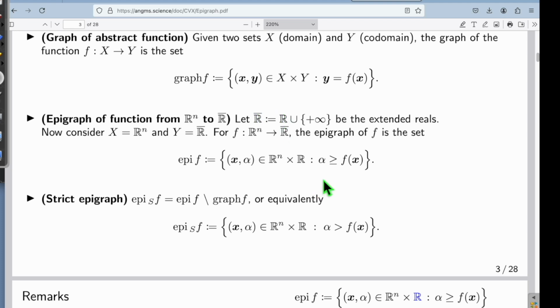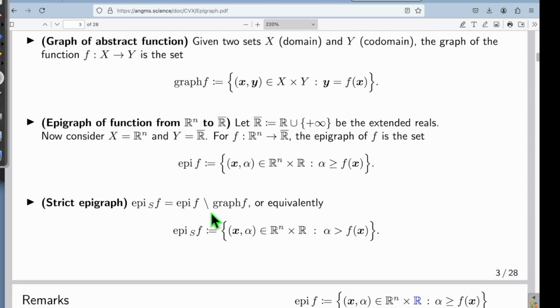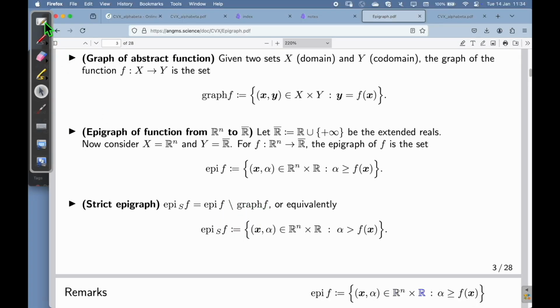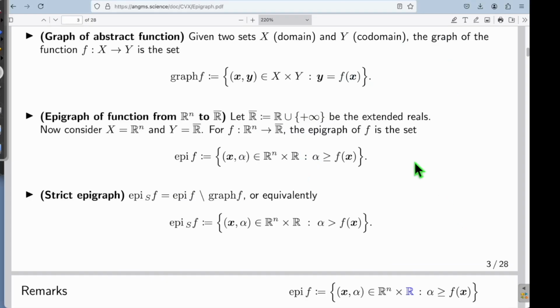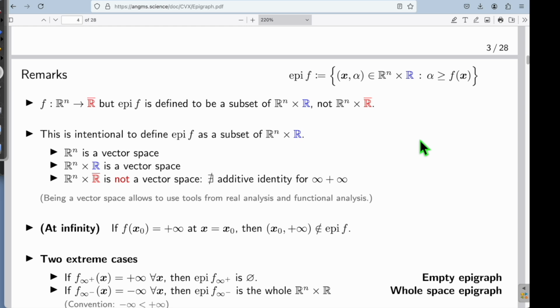So we allow infinity. That means this R can go to infinity. But let's ignore it for a moment. And then we also have the strict epigraph. What is the strict epigraph? It's just the epigraph removing the boundary. So if I have an epigraph like this, the strict epigraph means only the red thing, no black thing.